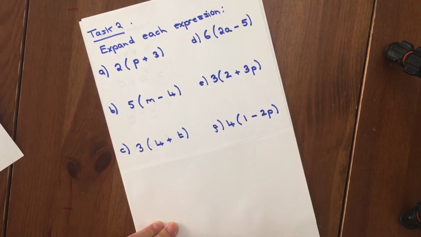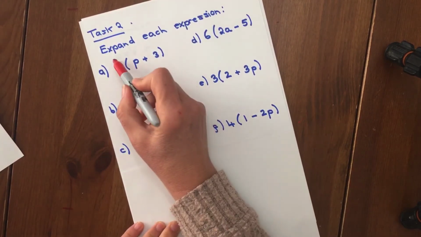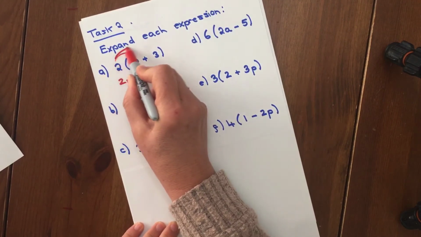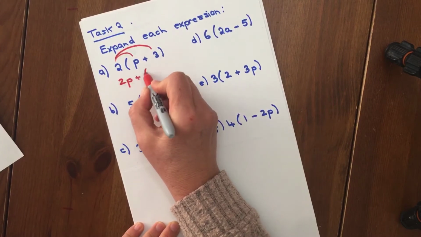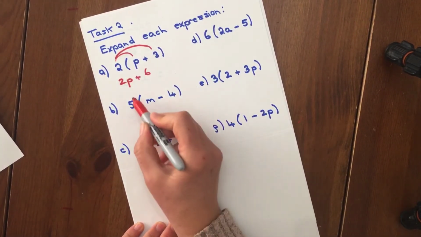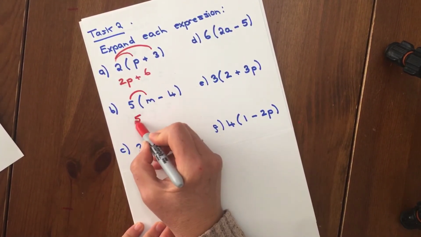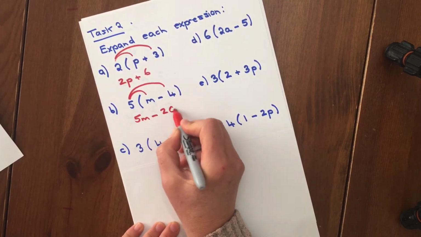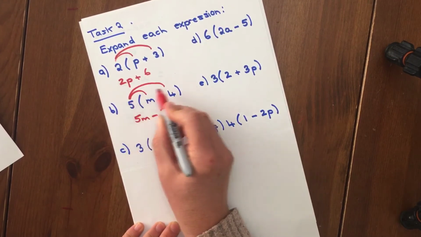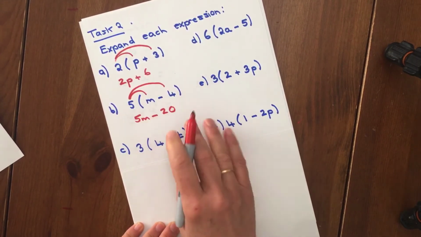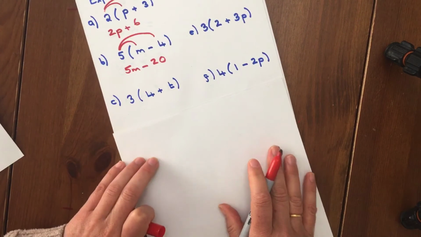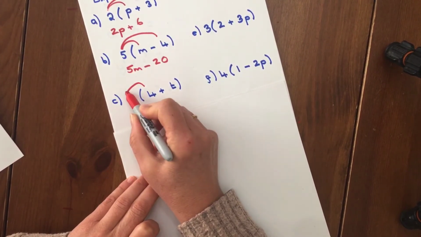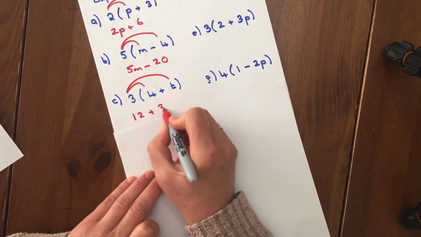Okay, the solutions for task 2. 2 times p, 2p, plus 2 times 3 is 6. 5 times m is 5m. 5 times 4 is 20. And we just put the minus sign there because 5 lots of negative 4, negative 20. C, 3 times 4, 12, plus 3 times t, 3t.